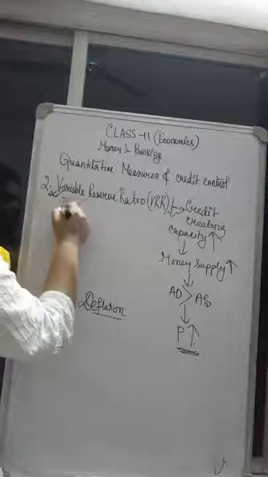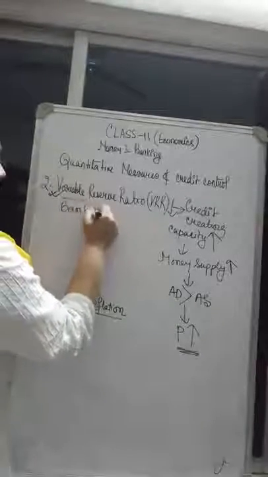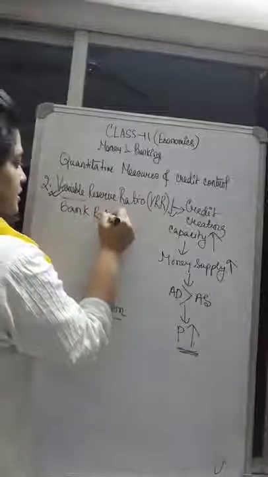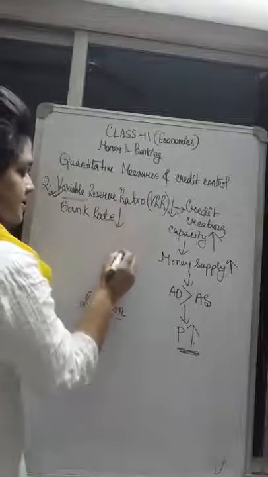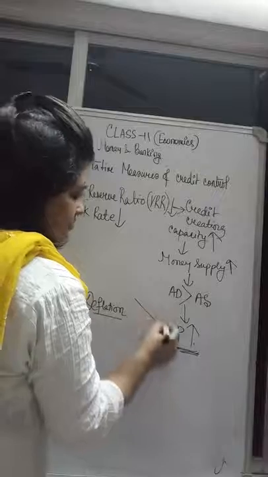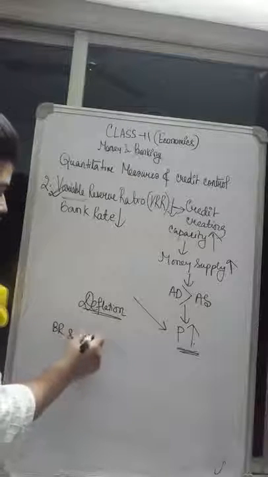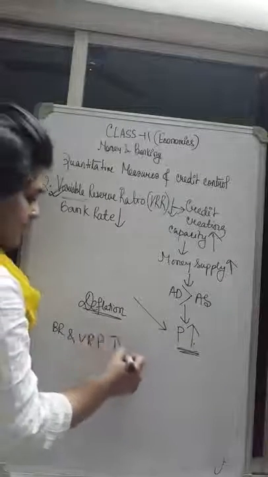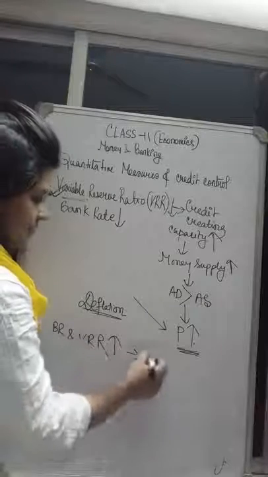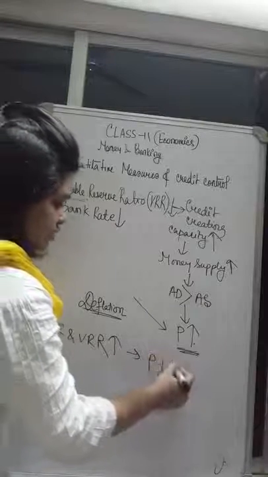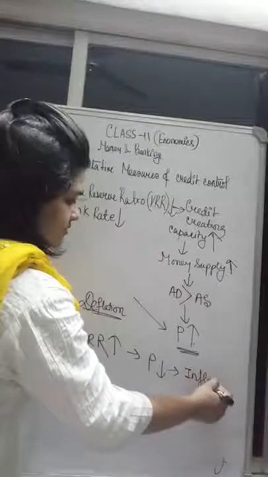Now if you see variable reserve ratio and bank rate, what is the similarity? The similarity is when both of these are decreased, it results in price rise and solves the problem of deflation. And when both are increased, that is bank rate and variable reserve ratio, it results in price drop, solving the problem of inflation.